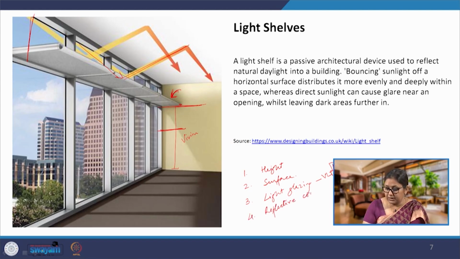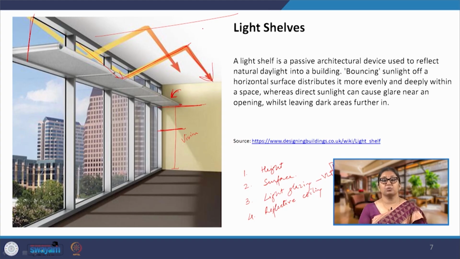So, if we do not have a reflective surface here, this light which is reflected from the light shelf onto the ceiling will not be reflected back. So, we mandatorily have to have a reflective ceiling. We have to have a light colored ceiling and reflective surface which reflects it back further. So, it will diffuse it and make it go deeper into the space.